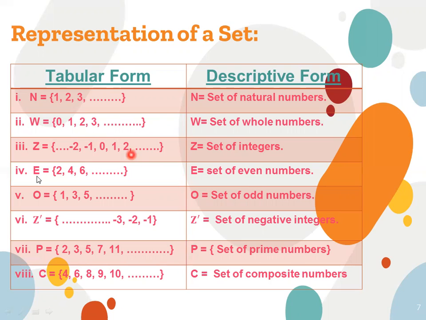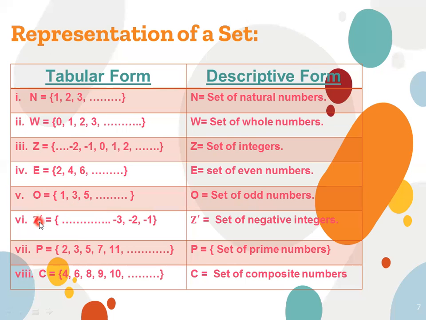Now this is your set E, which is equal to {2, 4, 6, and so on}. 2, 4, 6 means E is equal to the set of even numbers. This is the tabular form and this is the descriptive form, set of even numbers. Next is O is equal to {1, 3, 5, and so on}. Now what is 1, 3, 5? Odd numbers. So you will say that this is the set of odd numbers. That's why we are representing it with capital O, which is the notation. Z complement.